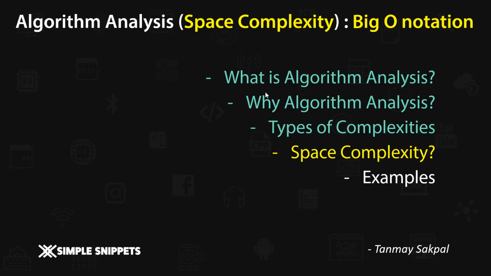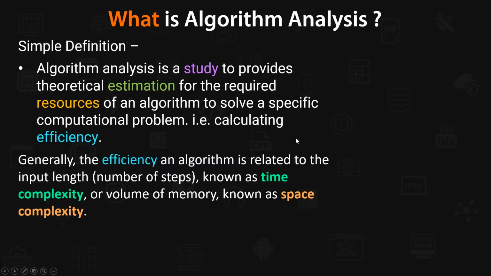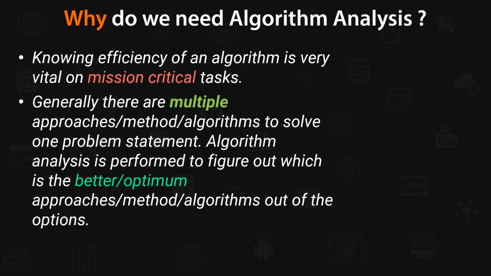Now a quick recap, we already know what is algorithm analysis, why is algorithm analysis needed, types of complexity. So just scrolling through the slides, you guys can pause the screen and read the theory. It's pretty understandable. What is algorithm analysis? It is the study and theoretical estimation of the resources of an algorithm, that is the time and space it requires. Then moving on, why do we need algorithm analysis?